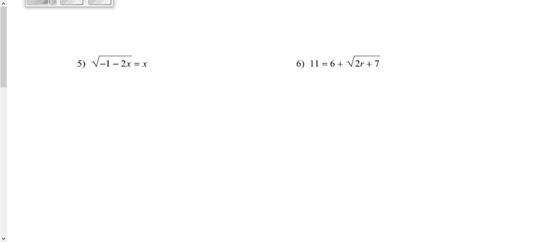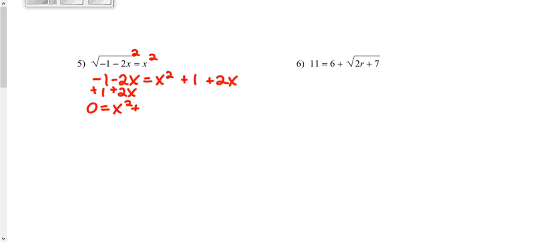On number 5, in order to get rid of that square root, let's square both sides. My goodness, I got rid of the square root. So that's negative 1 minus 2x equals x squared. And this is actually a quadratic, so we have to have it equal to 0. So to keep things positive, I'm going to add the 1 and the 2x over here. So cleaning that up a little bit, I have x squared plus 2x plus 1.